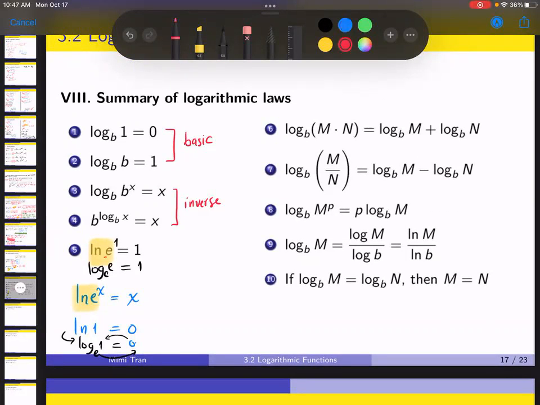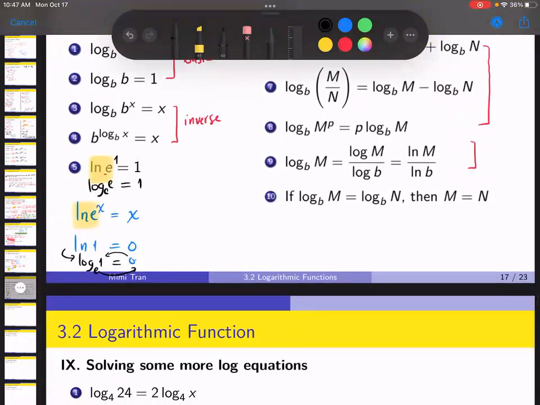You know these three, right? Product, quotient, and power rule. This one, change of base, we just did a minute ago. The last one is kind of newish. It's not something you haven't seen. You've kind of seen it before. Do you remember this? Don't write this down.